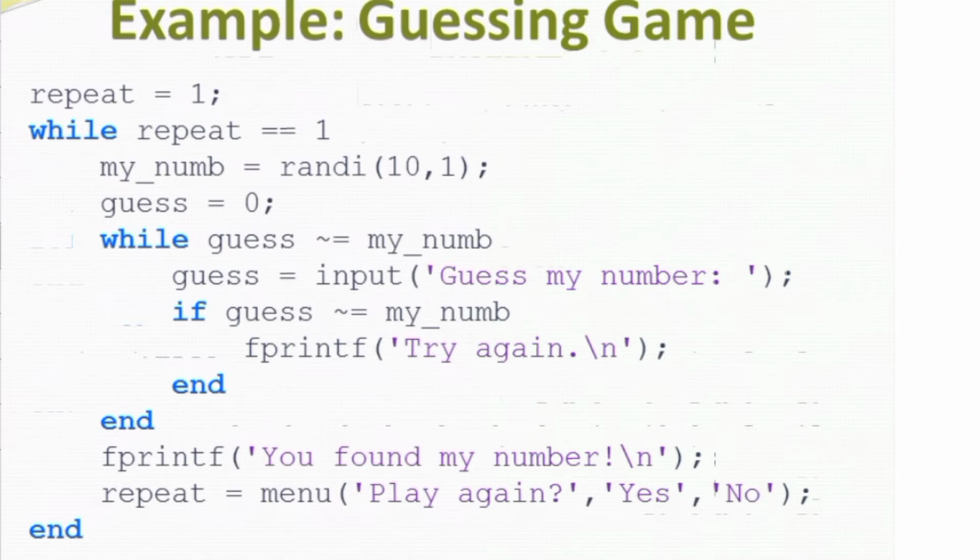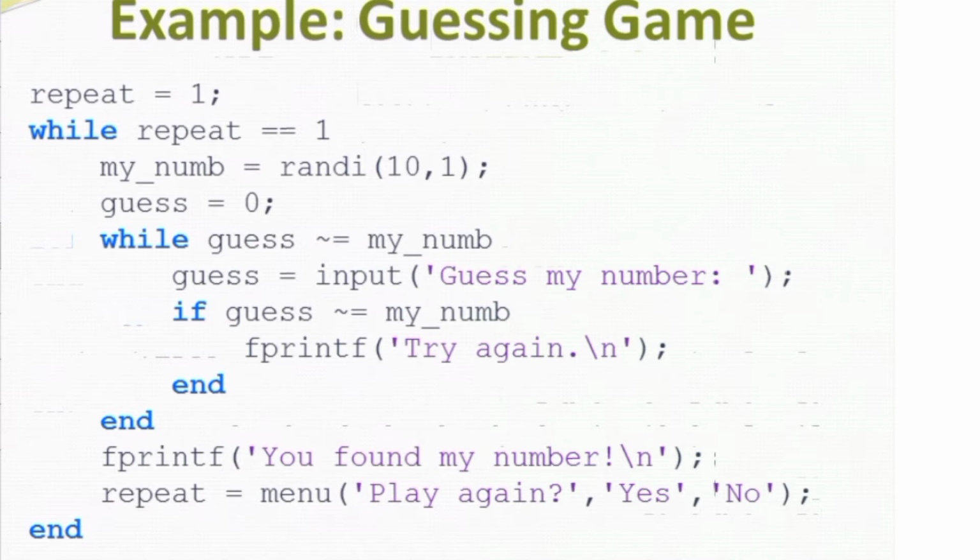Then we have a line which creates a random integer, and the user's initial guess is 0. Okay, so the random number in this case is going to be between 1 and 10, which means that a guess of 0 allows us to enter the inner while loop because the computer's number cannot be 0. Okay, and you can see that our condition is that the guess is not equal to the computer's number.